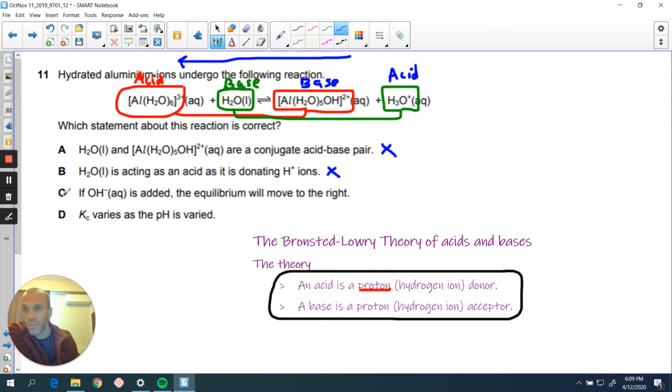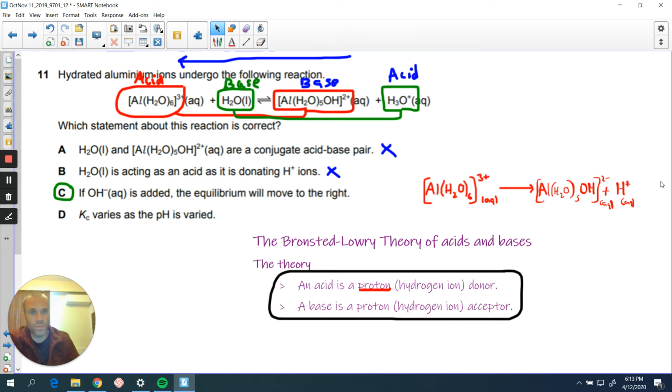Right. C, if OH- ions are added, the equilibrium will move to the right. Now, this is the correct answer. C is the correct answer here, and I'll quickly explain why. Right, so I've written out the equation here in a slightly different way. I've got rid of the water here, just because it's kind of confusing matters, and I've got rid of the H3O+ here, and I've just put the hydrogen ions there. It's just because I want to make it easier to understand what is going on.